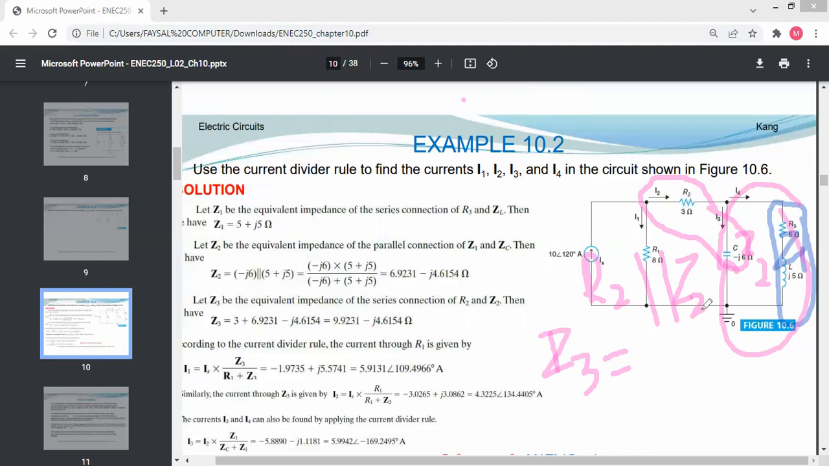Okay. So what is the value of R2? R2 value is 3 ohm, which is given to us. So 3 parallel, sorry, it is in series, not parallel. 3 plus Z2 value. What is the Z2 value? Z2 value is 6.9231 with a negative sign, negative j 4.6154.